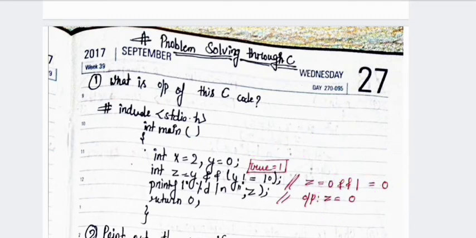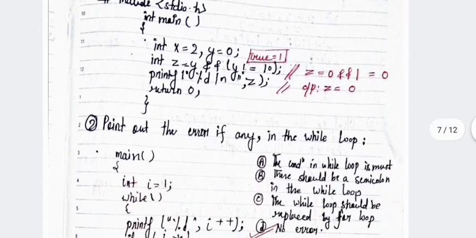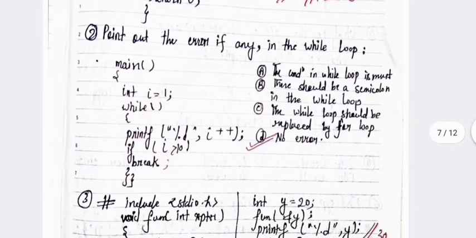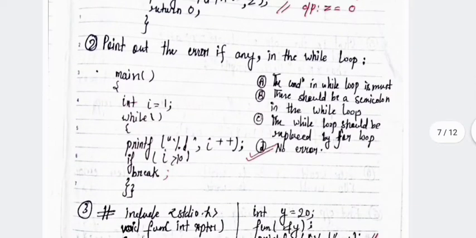Now come to the next question. Here the next question is: find the error, if any, in the while loop. The lines of code are given like this, and a while is given with a condition, print i plus plus, and if i is greater than 10 then break the statement.